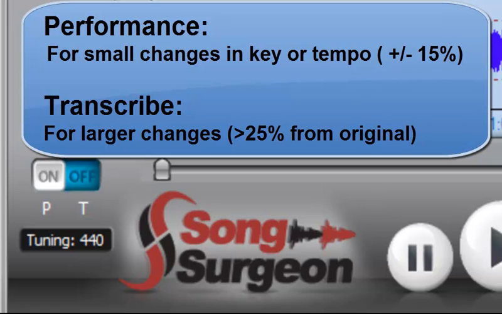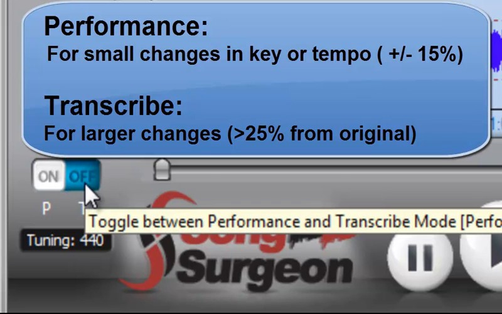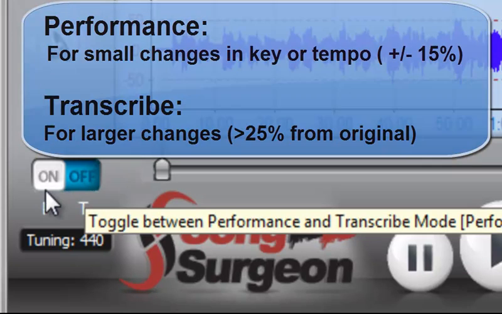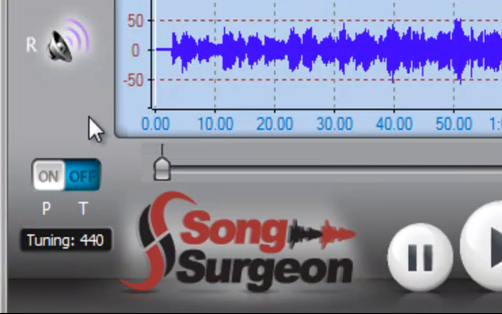If you're going to be making significant changes, 50% change in tempo or even greater, you want to use the T algorithm because it will give you better quality down at those lower tempos. So that's really the main difference between these two. A couple of other things that you do need to know about them though.